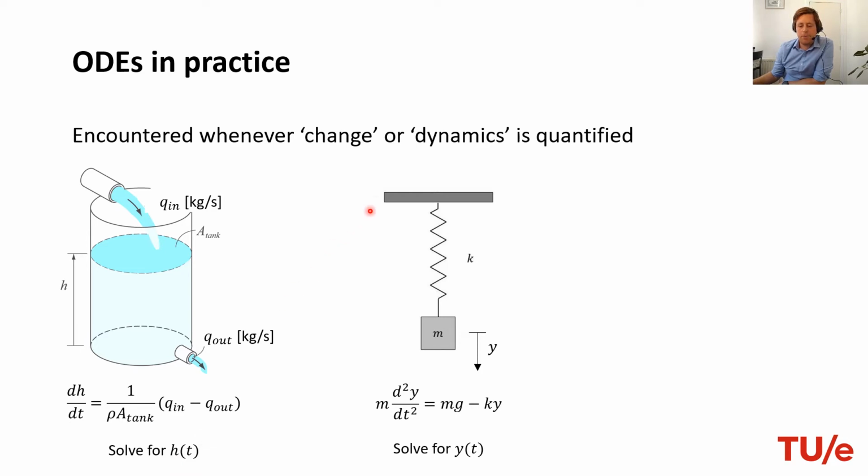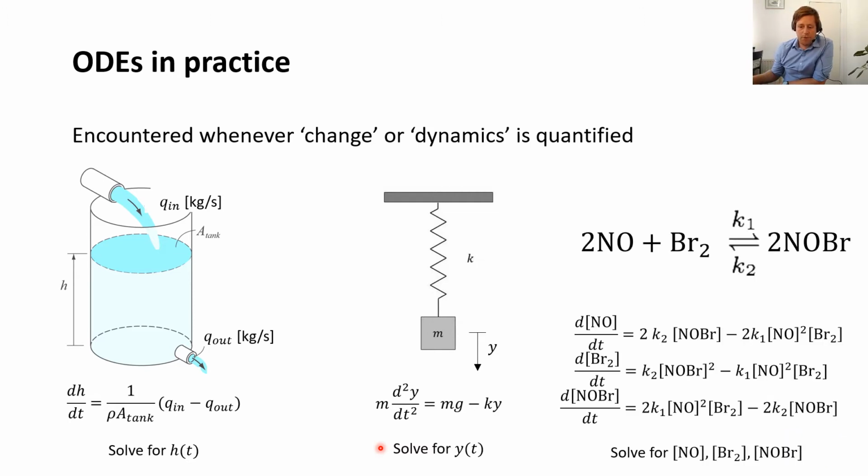Another example is a mass spring system, where we have a mass that is attached to a wall using a spring. Then we can use Newton's second law by stating that the mass times its acceleration is equal to the sum of forces. The forces acting on this mass are the gravitational pull downwards and the restoring force of the spring upwards. So this gives us a second order ordinary differential equation for this function y of t, which is the position of that mass. So we can try to solve this second order differential equation for y of t, and that will give us the position of that mass.